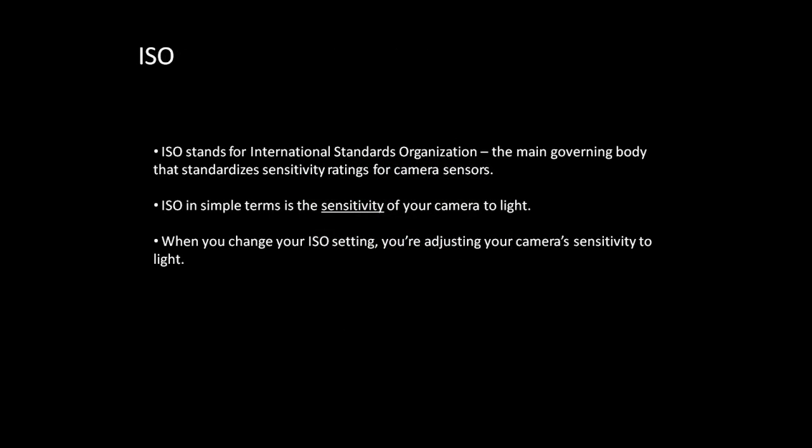Now let's talk about ISO. ISO actually stands for International Standard Organization, the main governing body that standardizes sensitivity rating for camera sensors. ISO in simple terms is the sensitivity of your camera to light. When you change your ISO setting, you are adjusting your camera sensitivity to light. Now increasing the ISO introduces noise in your photographs, or also sometimes called grains. So it is always suggested to use the ISO value as low as possible.